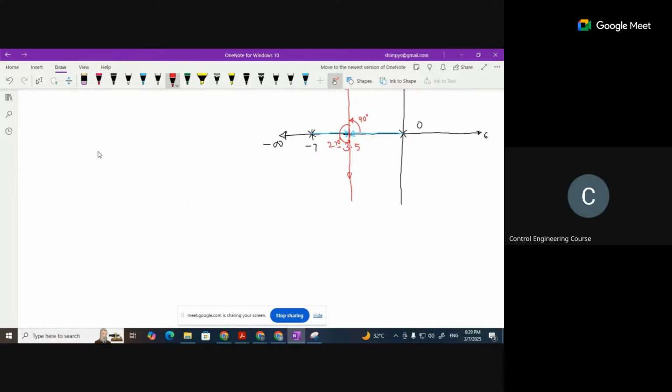So, you know that e to the power minus pi zeta by square root of 1 minus zeta square is equal to how much? That is equal to the peak overshoot MP, and that is given here as 15%, or I can take it to be 0.15. Can I find out the value of zeta from here? Please calculate and tell me how much zeta comes out to be.